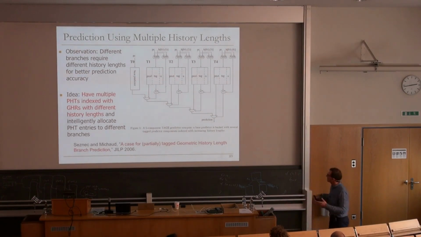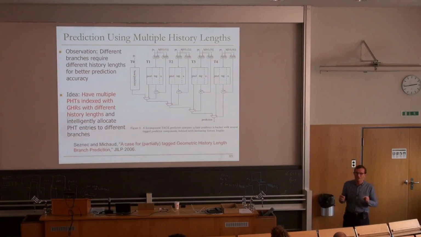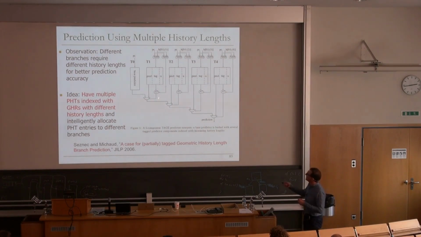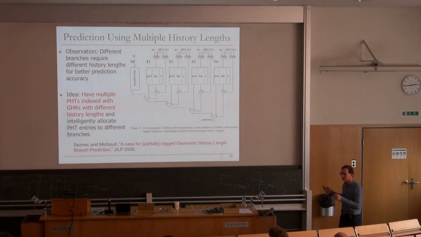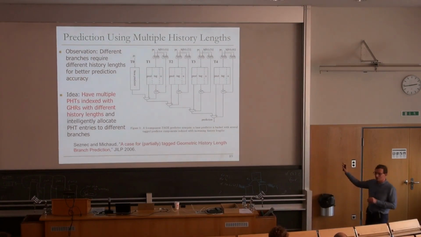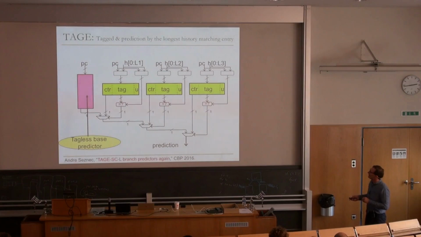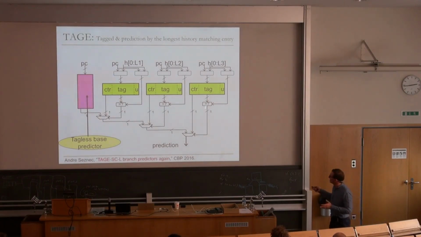But we're going to deconstruct that, because it turns out sometimes you don't want the longest histories. You want the most confident predictor over here. Basically, you can keep track of how well each of these tables are doing and pick the predictor that's providing you the best prediction. It's a form of hybrid predictor as well, except it's now using different history lengths in the hybrid. This is the global predictor again. Okay, so this is one example. They call it tagged and prediction by the longest history matching entry. And there's the tagless base predictor.